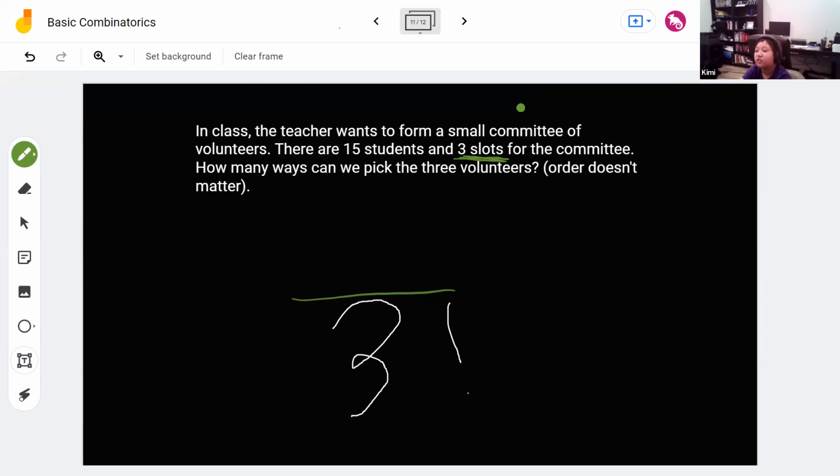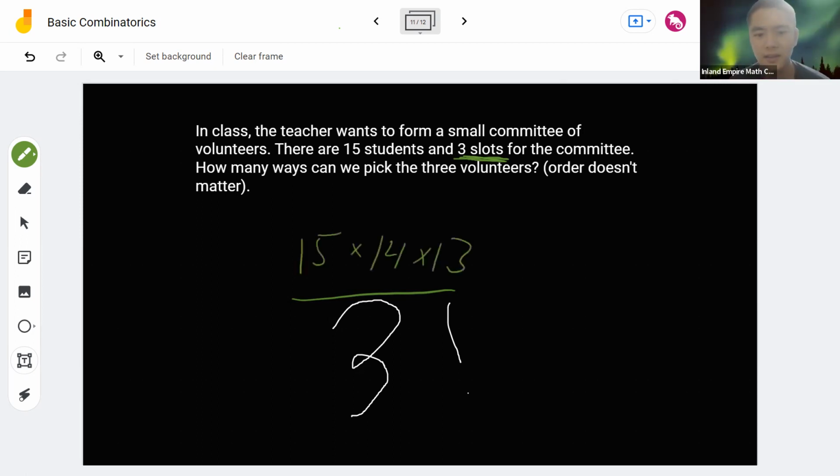No, Kim, we're only picking the first volunteer, the first person. And there's 15 choices. Right, so for the first person, there's 15 choices. And now that we've picked one, 15 volunteers times 14 times 13. That's right.